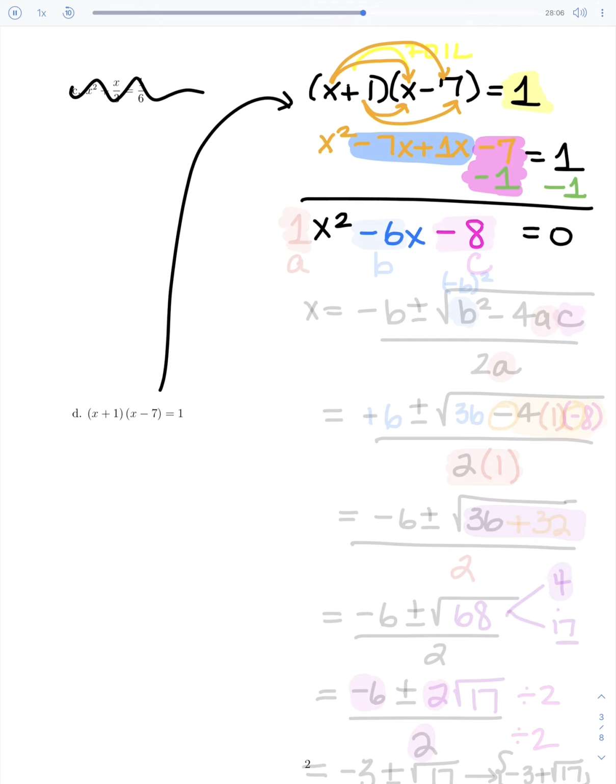And again, this will not factor. But if it doesn't factor, I'm not stuck. I just have to use my quadratic formula, which is negative b plus or minus the square root of b squared minus 4ac all over 2a. And remember, we don't see a number out in front of the x squared, but it's a hidden 1, and that's what our a will be. Our a will be the number that's out in front of the x squared. That's a 1. Our b will be whatever's in front of the x, which is a negative 6. And our last piece, the negative 8, is going to be our c.